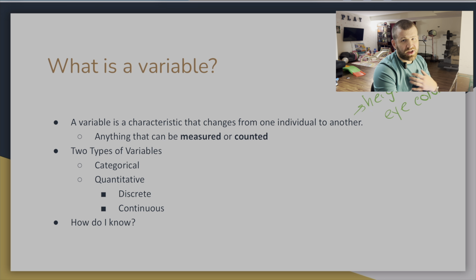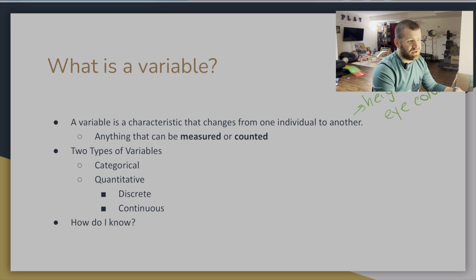Now, that is the way that I like to think about things personally. If I can measure it, like your height or your weight or your shoe size or the length of your arms, or if I can count it, the number of siblings you have, the number of homes that you've lived in, the number of cars that you own, the number of friends that you have, things along those lines, that's another example of a variable.